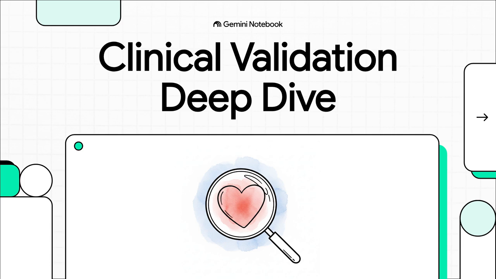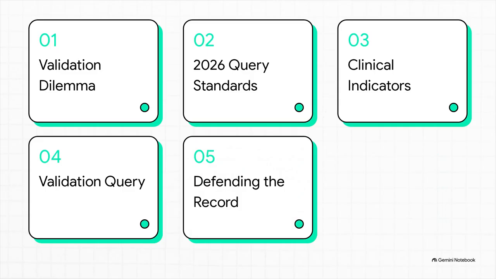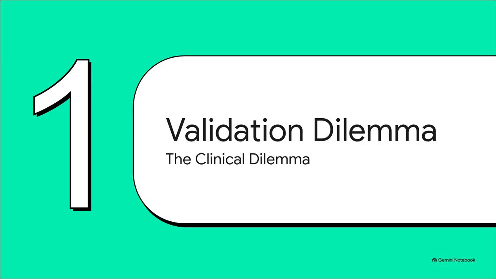So today we are going to break down exactly how to navigate these incredibly complex clinical scenarios using the 2026 AHIMA and ACDS guidelines. Here's what we're covering. First, the clinical validation dilemma. Then, the 2026 compliant query standards, extracting key clinical indicators, structuring the validation query, and finally, defending the health record. Let's get into it. Section 1.